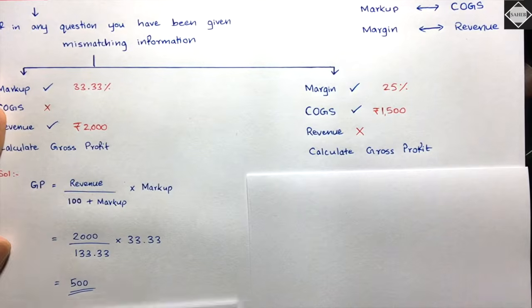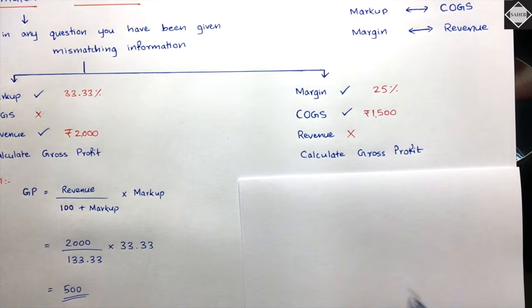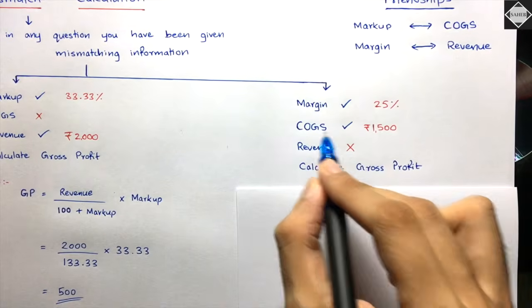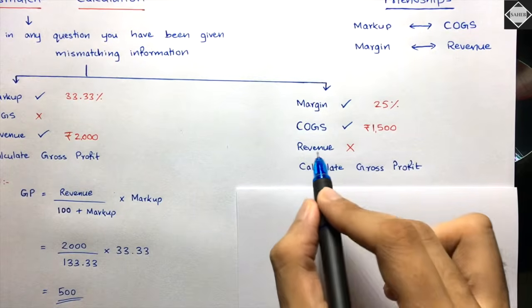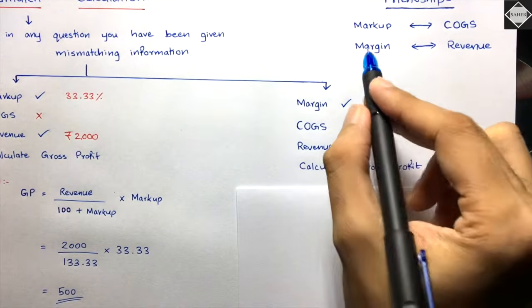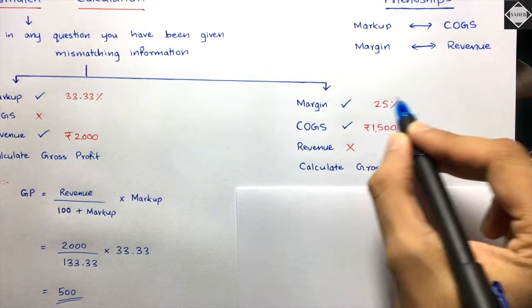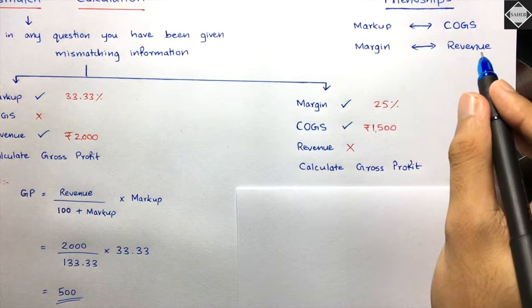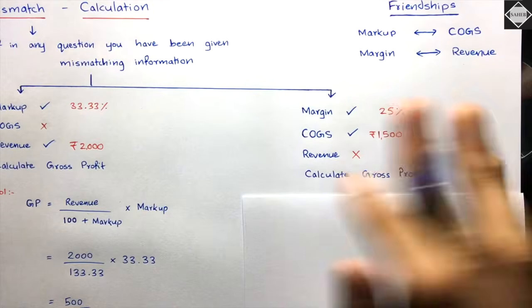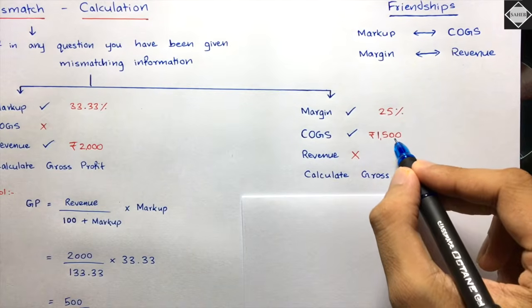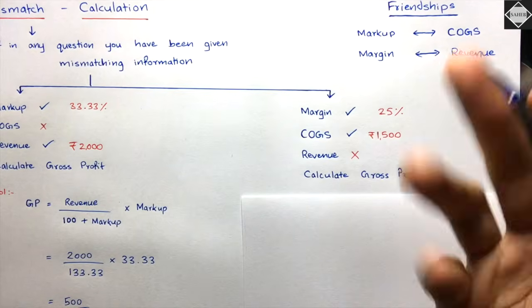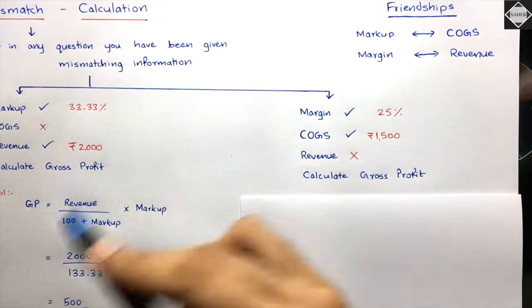Now here, see here, margin is given 25% and COGS is given 1500 and revenue is not given. But we need revenue, isn't it? Margin's friend is revenue. We can use this 25% directly on revenue and we can get the gross profit. But in this case, we cannot use 25% on 1500, which is the COGS. So then what can we do? We can do this sort of calculation.